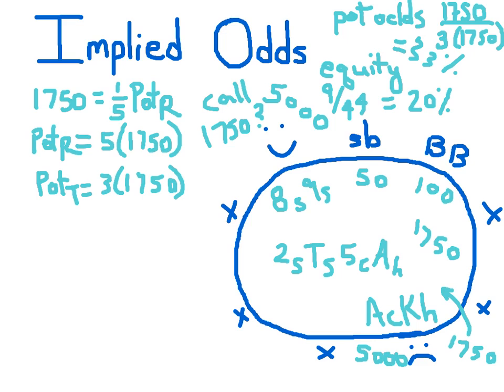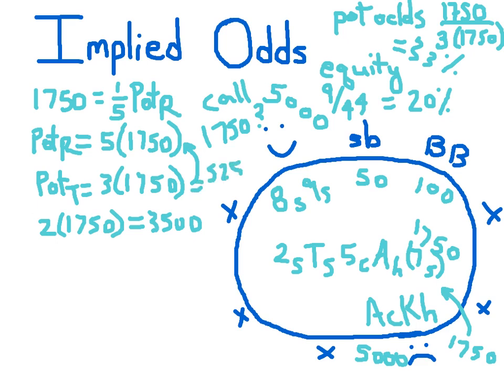How do you get from 3 times 1750 on the turn to 5 times 1750 on the river? Well, somebody has to put in 2 times 1750. Simple math. That means either our opponent on, say, a 7 of spades river needs to bet 2 times 1750 into us, or we need to bet that and he needs to make that call. Happens to be 3,500 chips into a pot of 5,250.